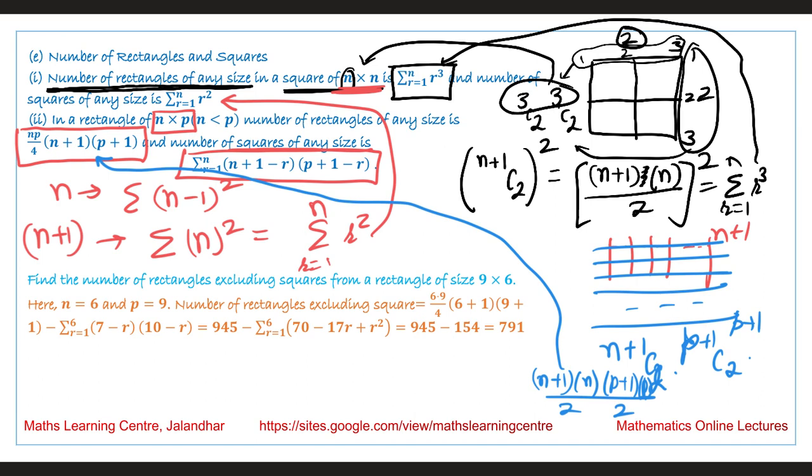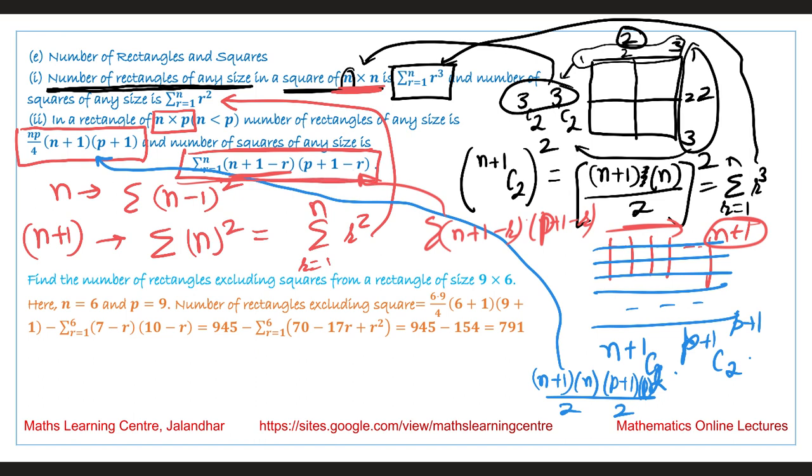And in the second case, the number of squares we will form over here is, out of these n plus 1 lines, n plus 1 minus r into p plus 1 minus r, and the sum of all these terms. This is just the case we discussed on our previous slide, when the values of n and p were equal. So similarly we can obtain this result for the case of a square.